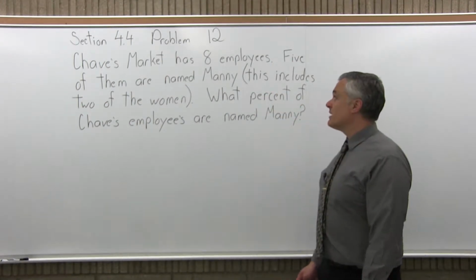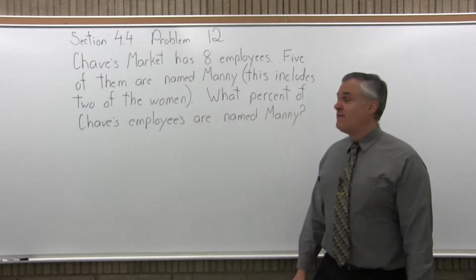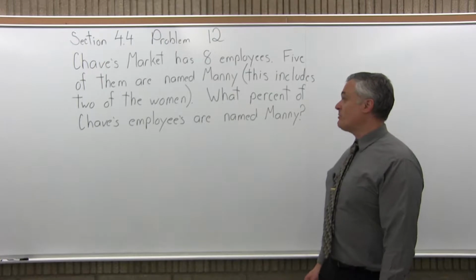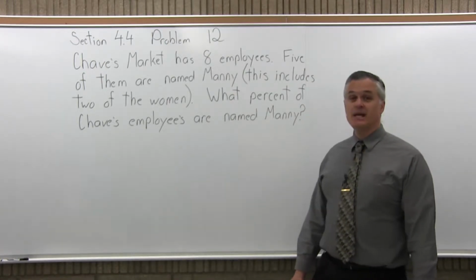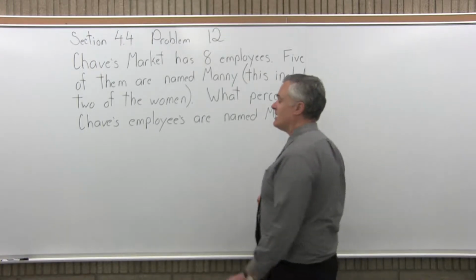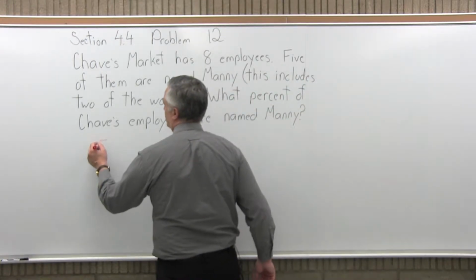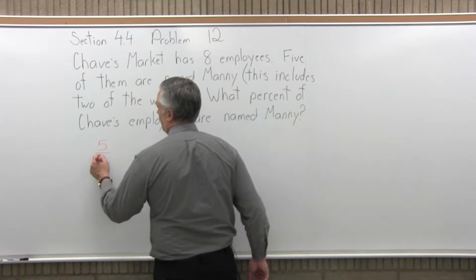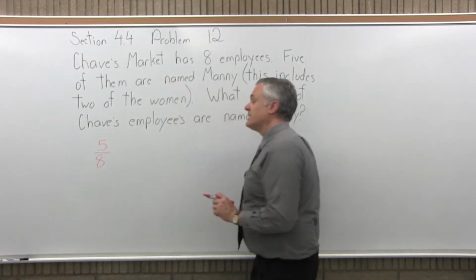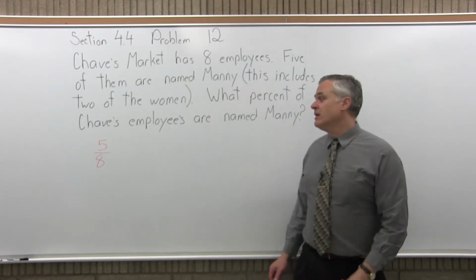It says Shaw's Market has 8 employees. 5 of them are named Manny. This includes 2 of the women. What percent of Shaw's employees are named Manny? So there are 8 employees altogether, and 5 of them are named Manny. So as a fraction, that would be 5 over 8. 8 employees altogether makes the denominator of 8, and 5 of those 8 named Manny makes the numerator.